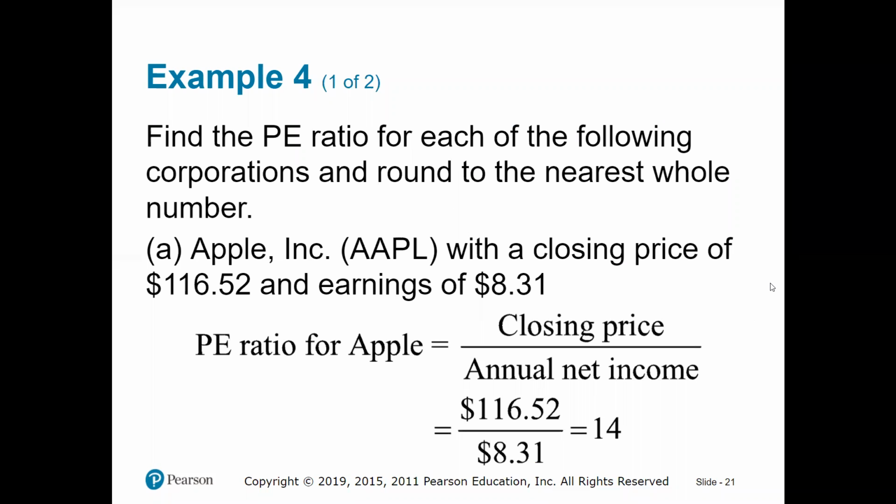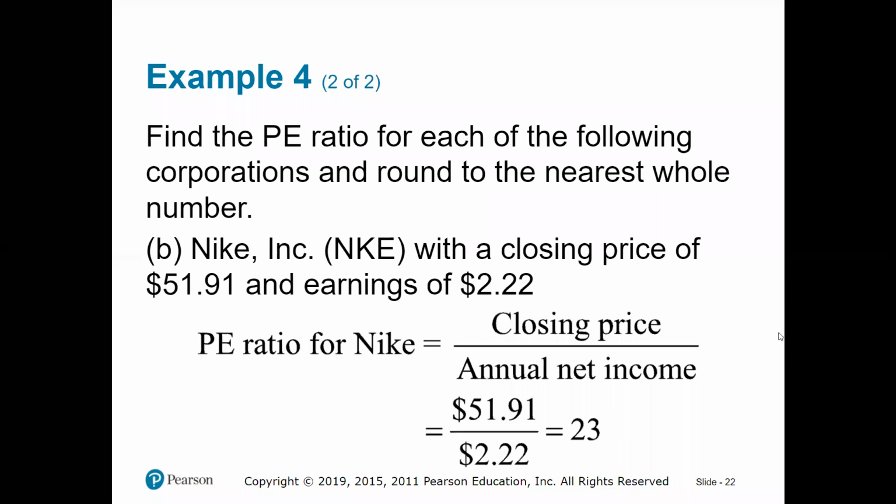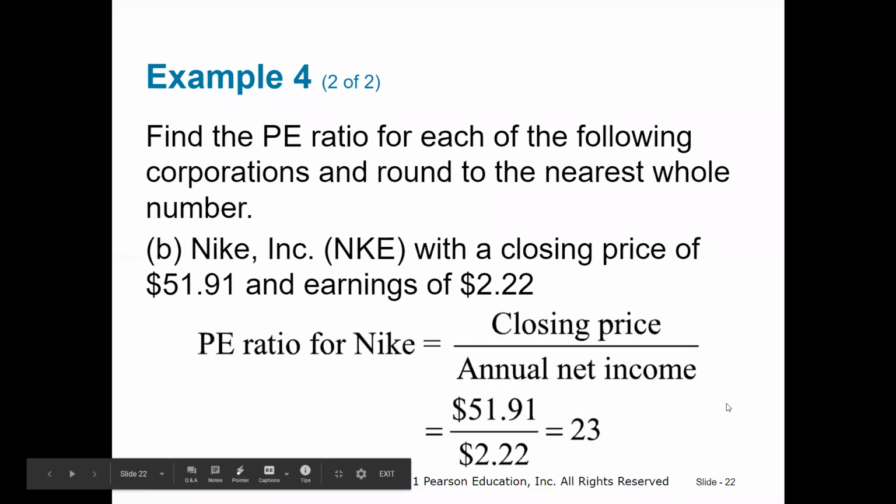The PE ratio is closing price per share divided by annual net income per share. So we're going to find the PE ratio for the following corporations and round to the nearest whole number. Apple Inc., AAPL, with a closing price of $116.52 and earnings of $8.31. You're going to divide those two and get a PE of 14. And then Nike, NKE, with a closing price of $51.91 and earnings of $2.22. You're going to divide those and get a 23.